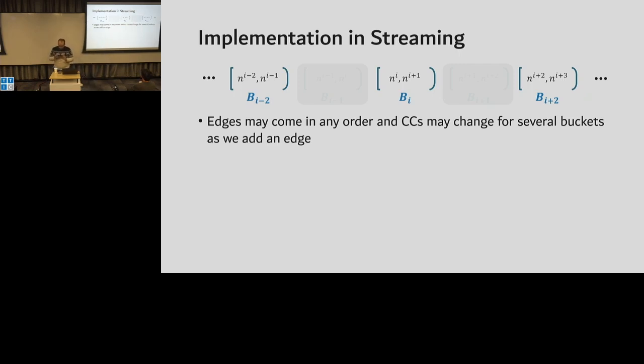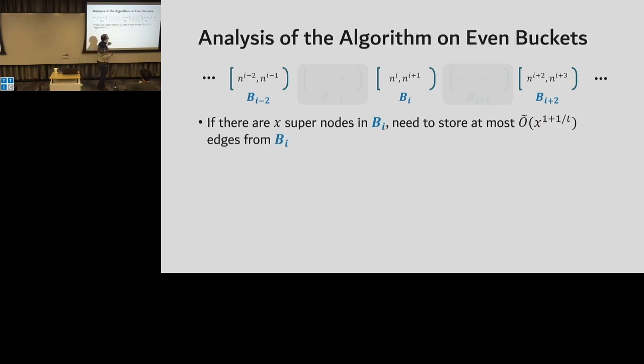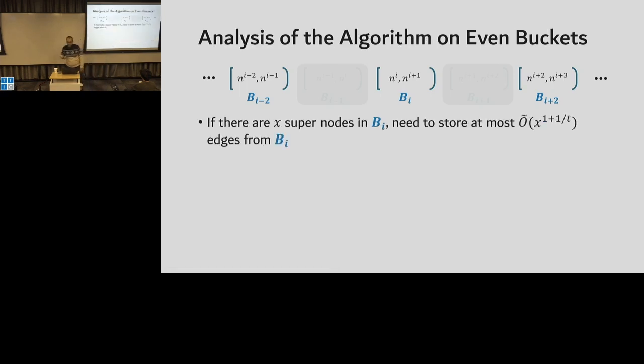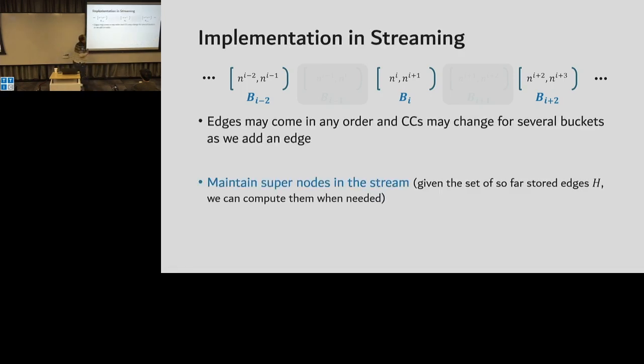Okay, but we should be careful, because in streaming it's not as simple as I mentioned. Edges may come in any order, and once an edge arrives, we may need to change too many things in too many buckets. Just adding an edge, if you look at this picture, may cause some connected component to collapse and so on. So it requires some more work to take care of that.